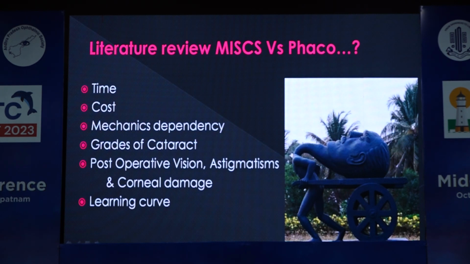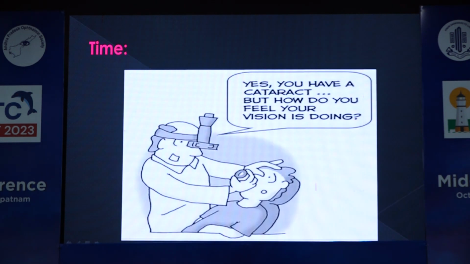I am trying to search the literature on 3 or 4 important parameters. One is time, because nowadays time is important and everyone says cataract is a 2 minute surgery. Another is cost and machine dependency. Then the grade of the cataract. The most important for the patient is postoperative management: what will my vision be after surgery, and taking care of astigmatism. And for the young ophthalmologist, the learning curve. I have searched a few literatures and I am going to present their conclusions, not my conclusion. One is the time.